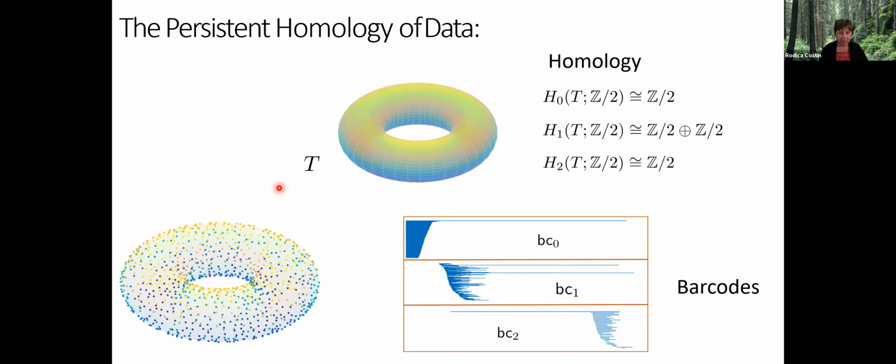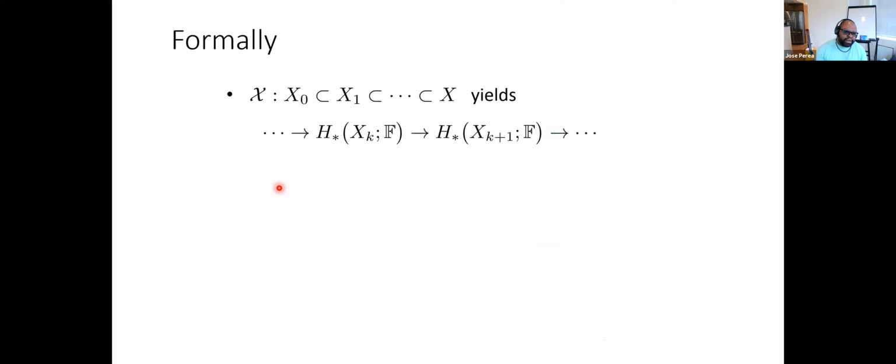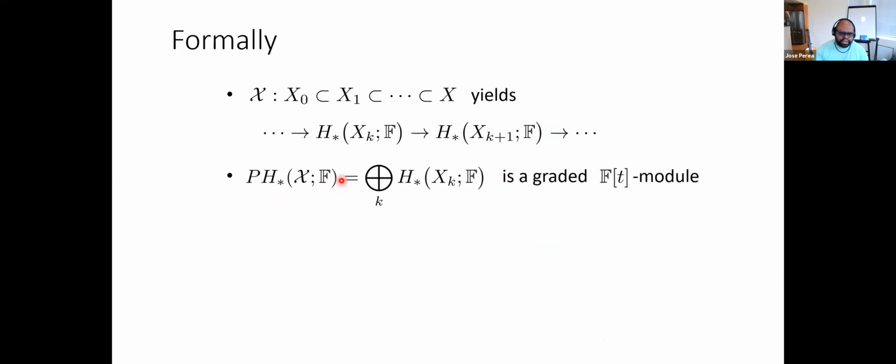Okay, so for the perhaps more algebraically minded, let me tell you what is happening in the background. And this is actually how the algorithms came to be. If you have a sequence of spaces which are included into each other, then the homology again gives you vector spaces and linear transformations between them. One can compute something called the persistent homology, which is just the direct sum of all of those vector spaces.